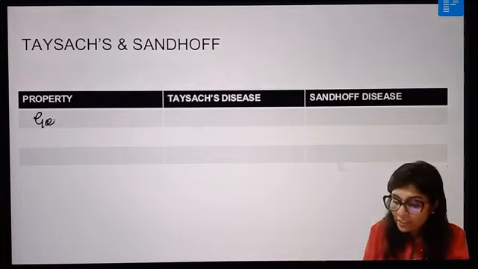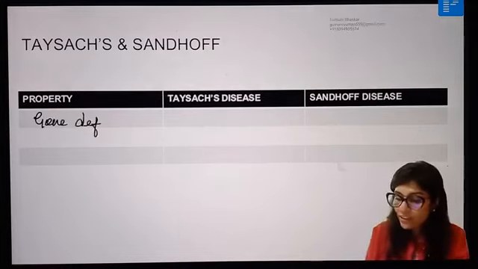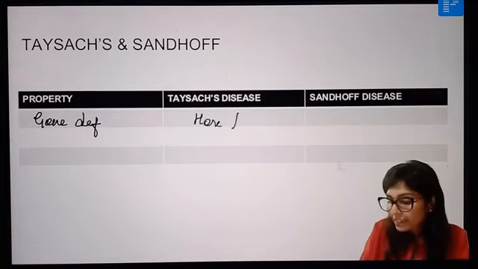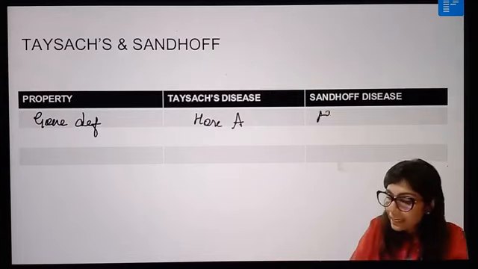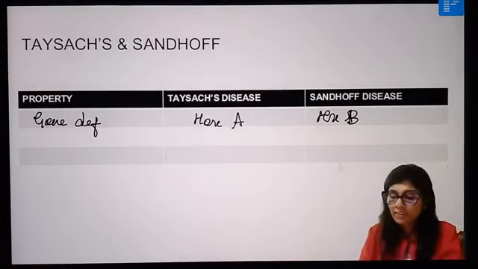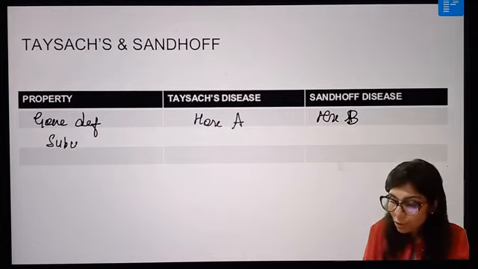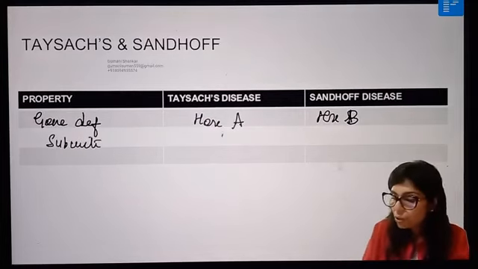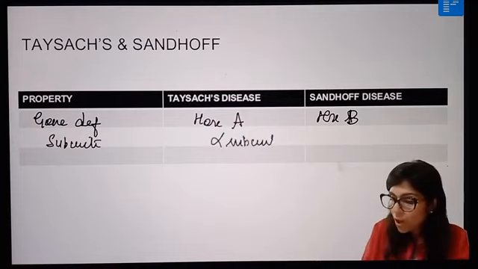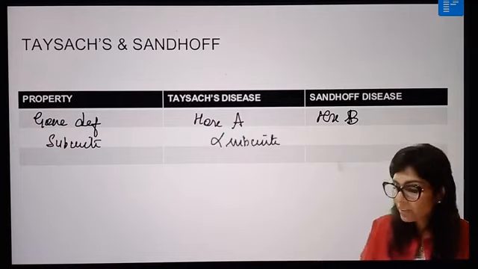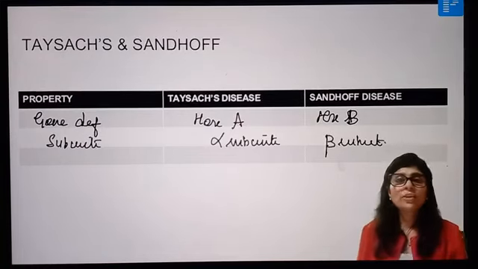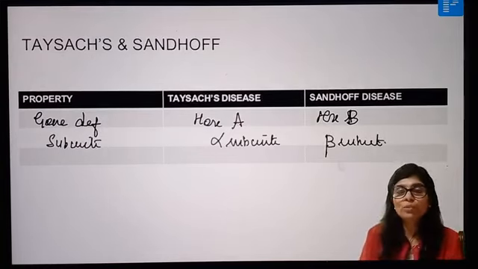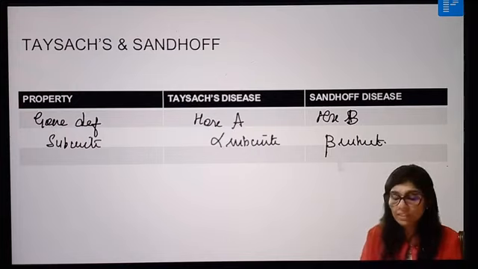The first difference is which gene defect causes Tay-Sachs. Tay-Sachs is caused by a defect of the hexosaminidase A gene. Sandhoff is caused by a defect of the hexosaminidase B gene. What does the A gene code for? The A gene codes for the alpha subunit of the hexosaminidase enzyme. The B gene codes for the beta subunit. You understand this? A gene codes for alpha subunit, B gene codes for beta subunit.